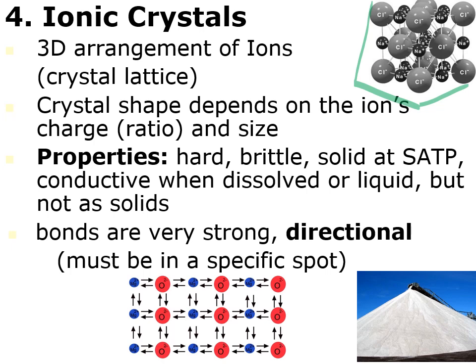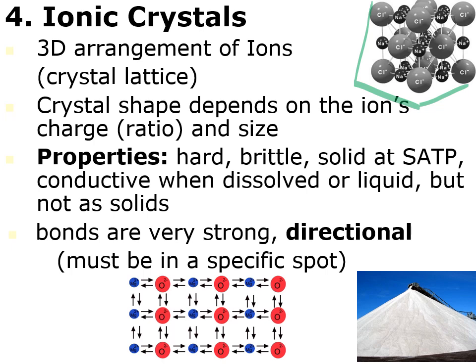So in sodium chloride, it's a 1-to-1 ratio. But if it was something like magnesium chloride, it would be a 1-to-2 ratio. So based on the ion ratio as well as the size of the ions involved, they're going to end up with some particular repeating pattern. And that is essentially what gives the crystal shape for ionic compounds.